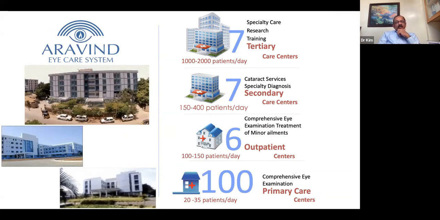ophthalmology, where the footfall is anywhere between 1,000 to 2,500 patients a day. And we have 7 secondary care hospitals, which do cataract surgery and basic surgeries, with the ability to do specialty diagnosis, with a footfall of about 300 to 400 patients. And we have 6 outpatient clinics where we have only comprehensive ophthalmology. And more importantly, we have these 100 primary eye care centers, or what we call vision centers. I will be giving you a brief about what these are.